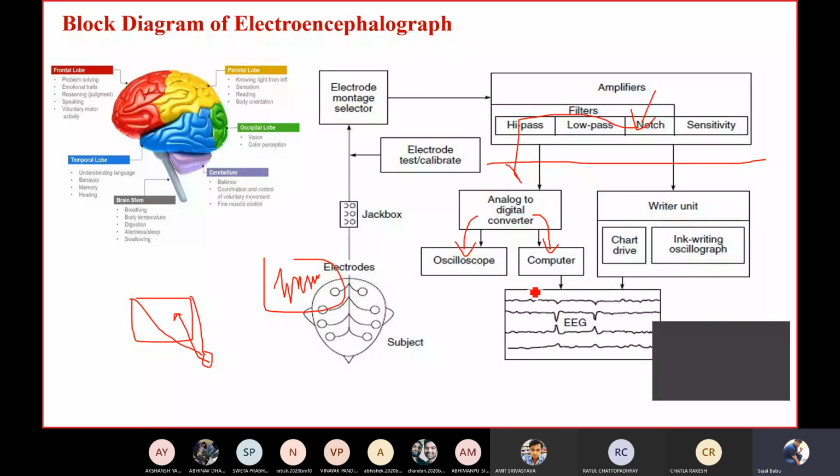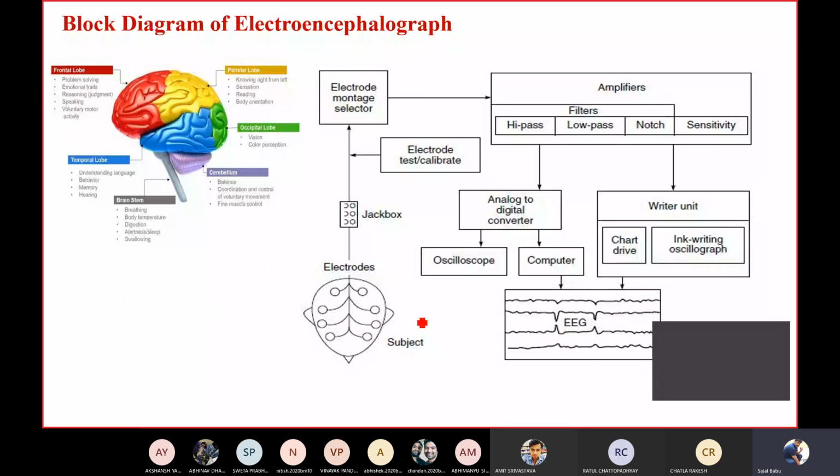Okay, so let me summarize it in a very short way, so that you can remember all the stages. Let me erase all these things. So the first thing is you need a subject, because without the subject we are not going to get the EEG signal. Then you are going to place the electrodes on the head of the subject, right? And then these electrodes are going to capture the EEG signal.